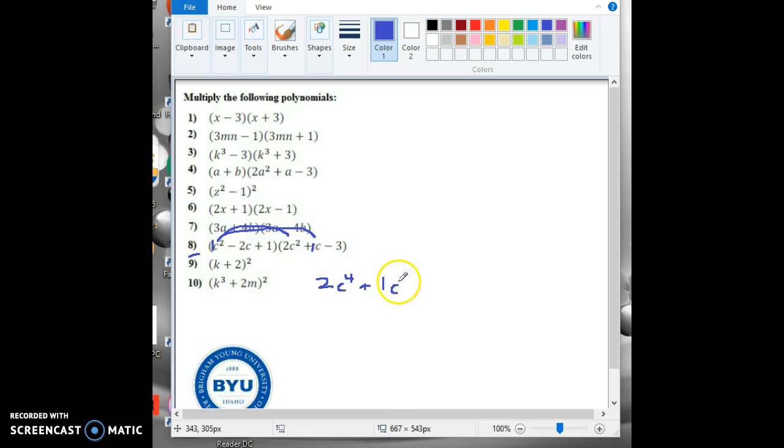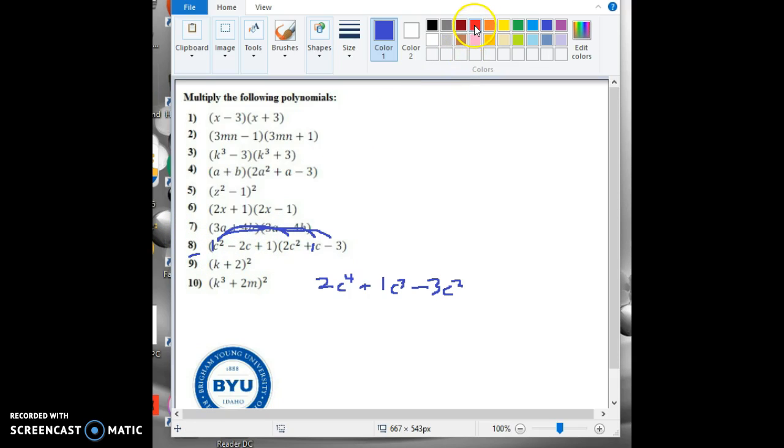I don't have to write that 1, but I am going to just to make it really clear what's happening. And then 1c squared times negative 3. Let's see, 1 times negative 3 is negative 3, and c squared times negative 3 is just negative 3c squared. So that's the result of just distributing the c squared.